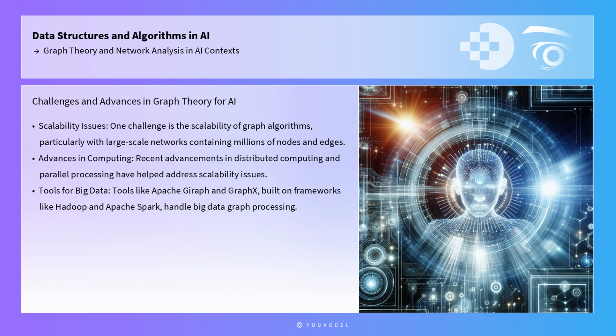Despite the versatility and power of graph theory, challenges remain in its application to AI. One such challenge is the scalability of graph algorithms, particularly when dealing with large-scale networks that contain millions of nodes and edges. Recent advancements in distributed computing and parallel processing have helped address some of these issues, enabling the analysis of massive networks that were previously infeasible. Tools like Apache Giraph and GraphX, which are built on top of distributed computing frameworks like Hadoop and Apache Spark, have been developed to handle big data graph processing, making it possible to perform network analysis on an unprecedented scale.